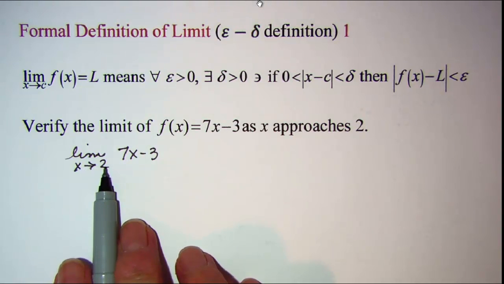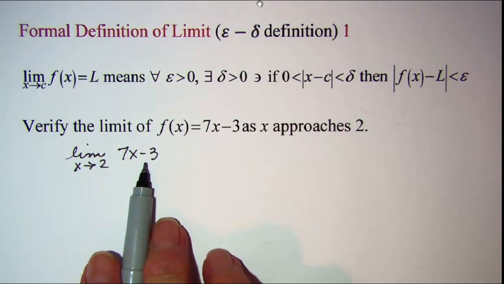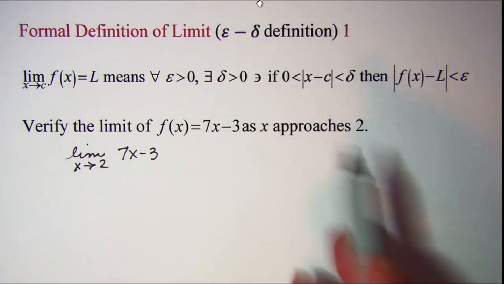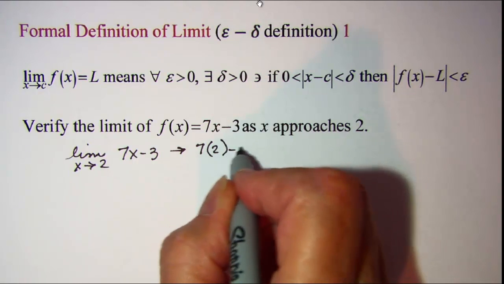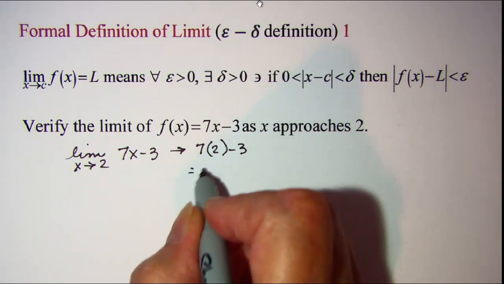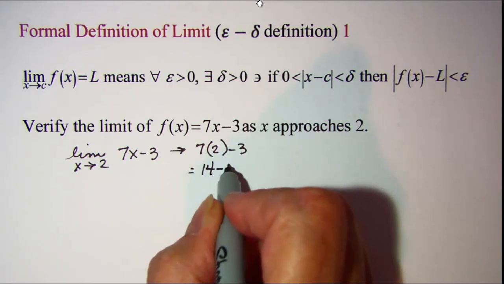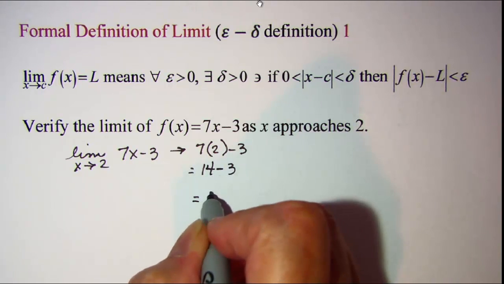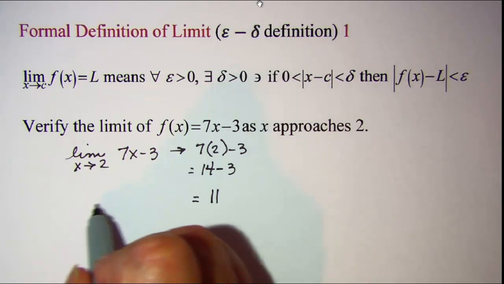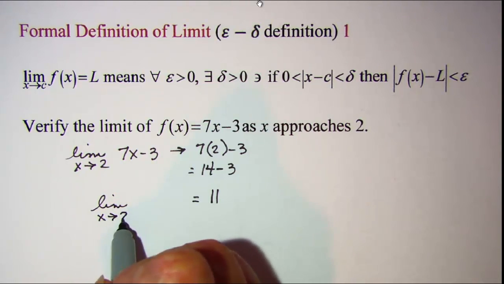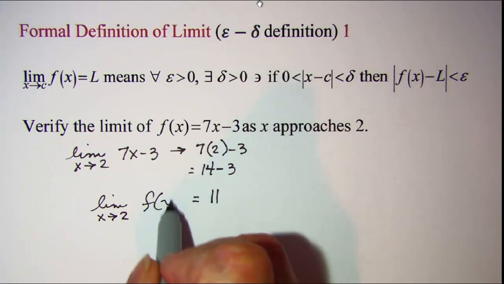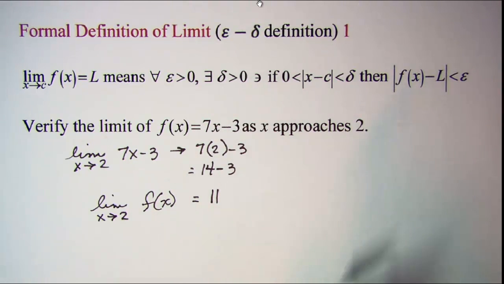If we put 2 into this function for x, we see that 7 times 2 minus 3, so that's 14 minus 3, which is 11. So we see that the limit as x approaches 2 of f of x is equal to 11. So we're going to verify that limit.